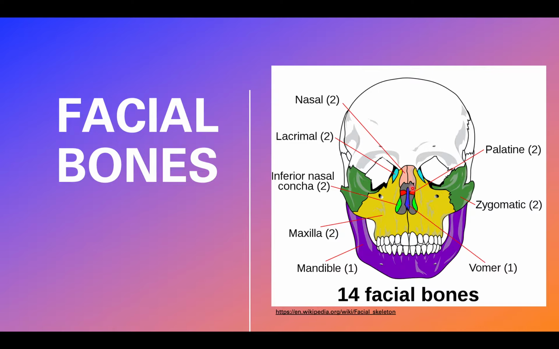Here in red, we have what's known as the palatine bones. These are situated at the rear of the oral cavity and form part of the hard palate. Then in yellow, right here, we have these bones, which are known as the maxilla. They comprise part of the upper jaw and the hard palate. And this bone in here is known as the vomer. This forms the posterior aspect of the nasal septum. Then down here, this big bone in purple is the mandible. This is also known as the jawbone.